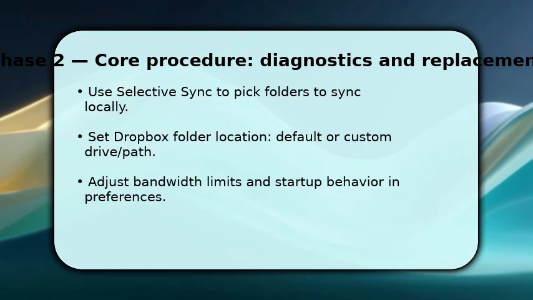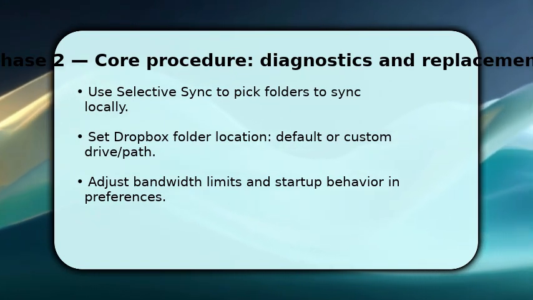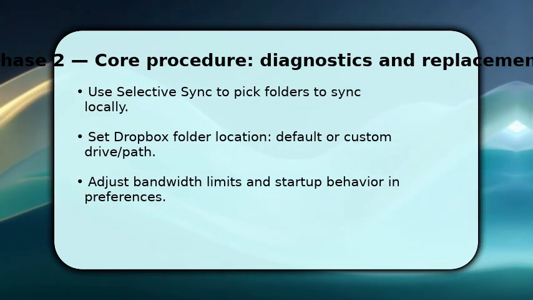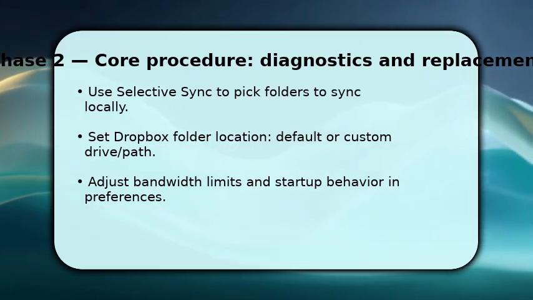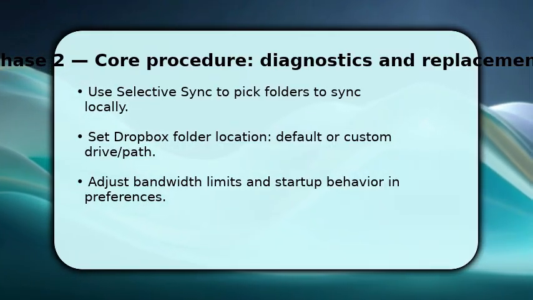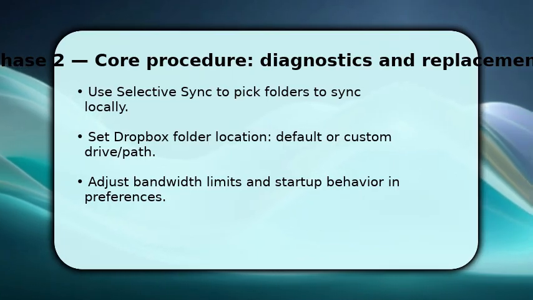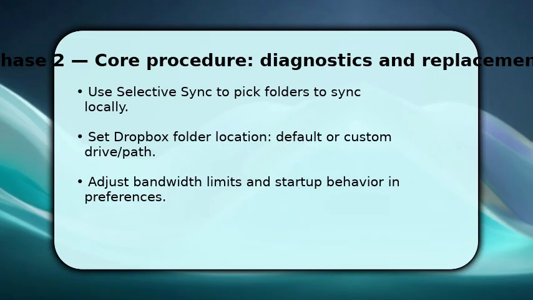Now you choose exactly what to keep on your computer, so storage stays manageable. Open Preferences, go to Sync, and use Selective Sync to check or uncheck folders. This controls local disk usage. If you need the Dropbox folder on another drive, move it under Location. Dropbox will reindex contents, so be patient. Also, limit upload/download speeds if your network is shared.